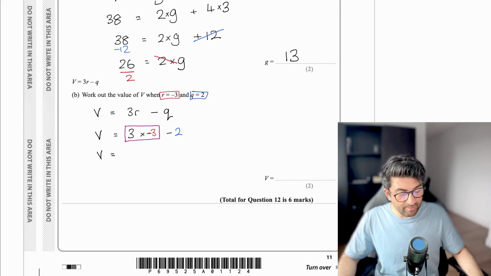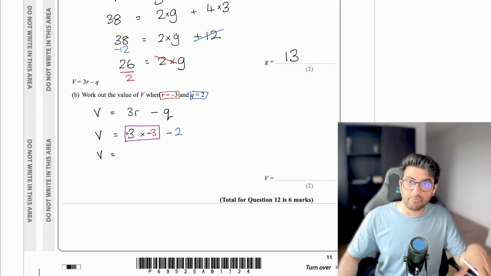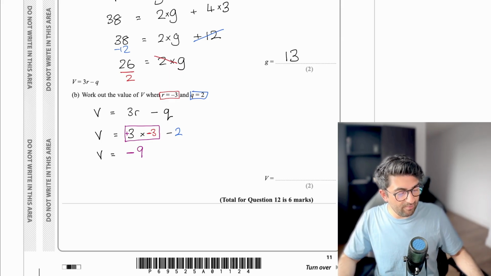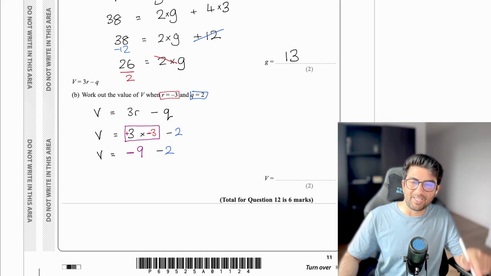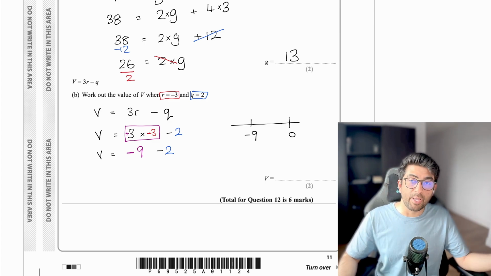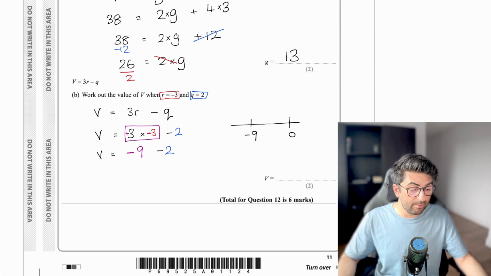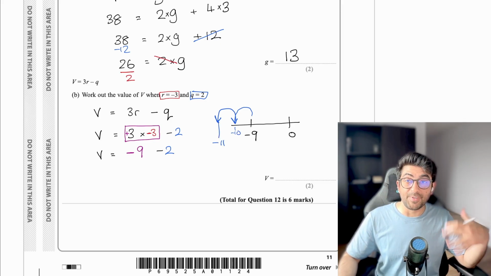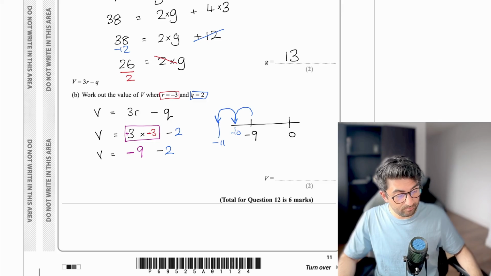3, or positive 3, because that 3 doesn't have a sign, so we pretend it's positive. Positive 3 times negative 3. So when the signs are different, the answer is always negative. 3 times 3 is 9. Then we still have our minus 2, or take away 2. Okay, so minus 9, take away 2. If we think about our number line very quickly, if I have 0 over here and minus 9 over here, take away means we're moving to the left. So minus 9, take away 2 means go this way. Take away 1, take away 2. Okay, so that's minus 10. This one would be minus 11. So V equals minus 11.